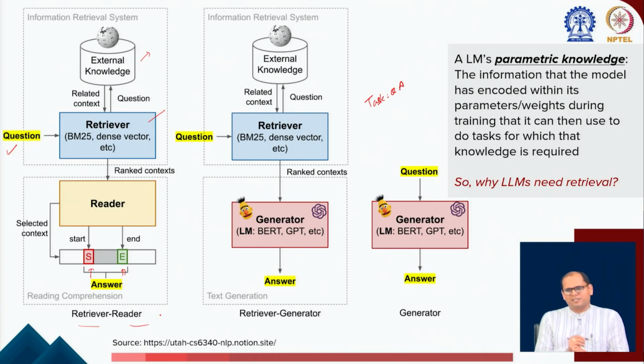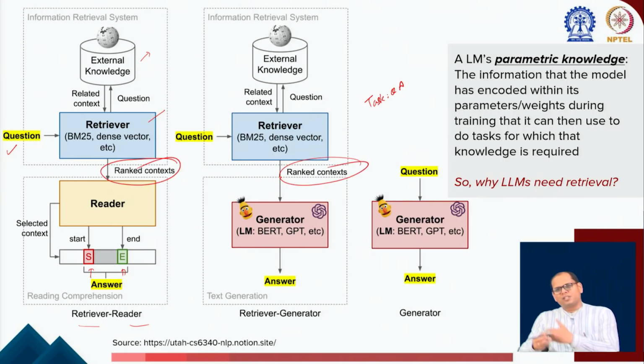You are not generating the answer here, but once you get this ranked context, you can also generate an answer. You can give this context to a model. Here it may be a BERT model that selects spans, but you can use a GPT model that can generate the answer. So you can even do a generator. This is like a retriever-generator, and that's very close to what we will call RAG.